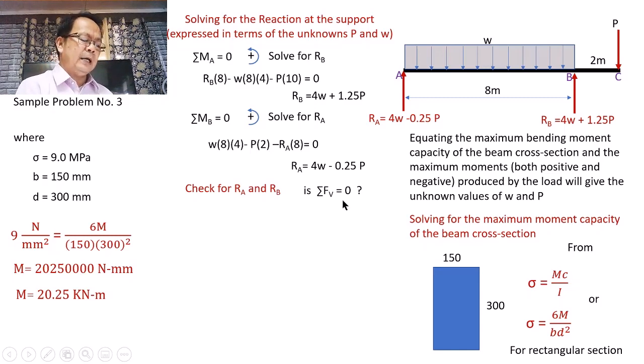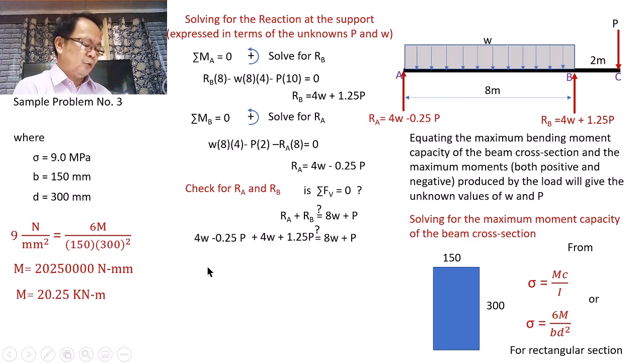So, if we add RA and RB, that must be the sum of the total weight due to the uniformly distributed load and P. Kaya, tanong natin, RA plus RB will be equal to 8W plus P. So, substitute natin yung RA, which is equal to 4W minus 0.25 of P.